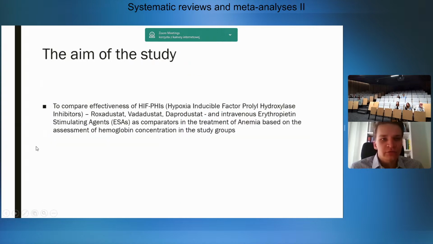Now, the aim of our study was to compare the effectiveness of HIF-PHIs, meaning hypoxia-inducible factor prolyl hydroxylase inhibitors. In this group, there are roxadustat, vadadustat, and daprodustat, and we used intravenous erythropoiesis-stimulating agents as comparators in the treatment of anemia, based on the assessment of hemoglobin concentration in the study groups.